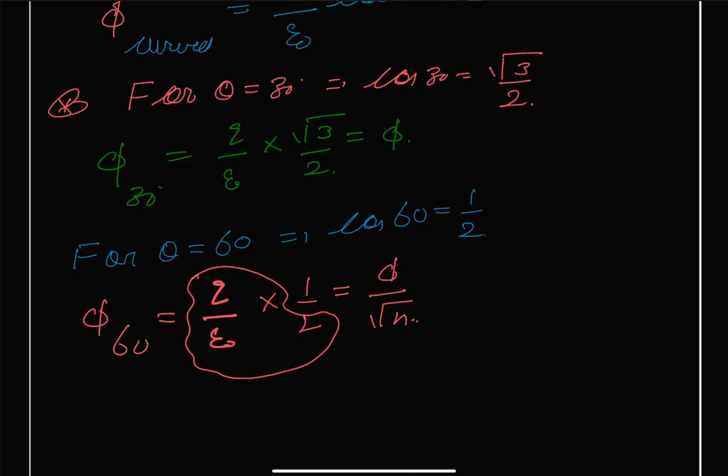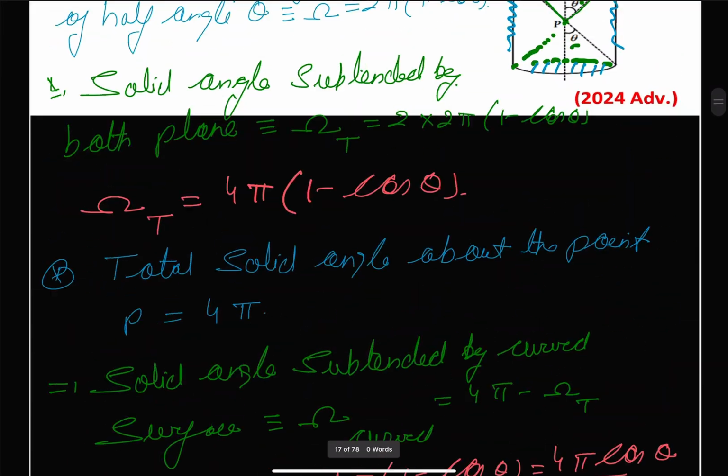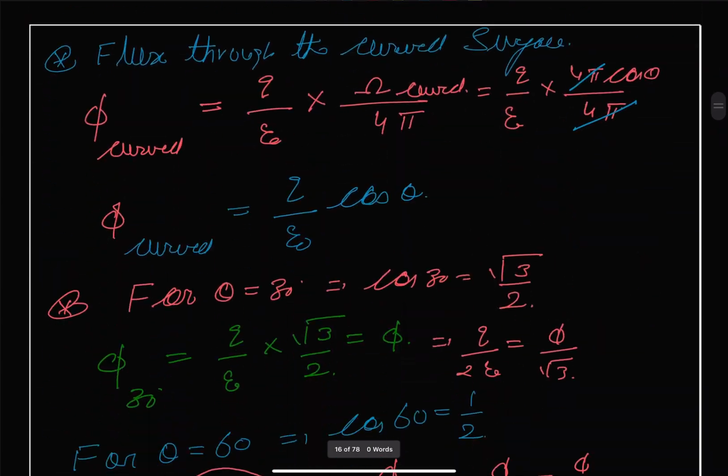Okay, let me write it here. We can say that q upon 2 epsilon naught is equal to phi divided by root 3. So we substitute it here, we get phi divided by root 3 is equal to phi upon square root of n. So our n is equal to 3. So the value of n is 3. Next question.